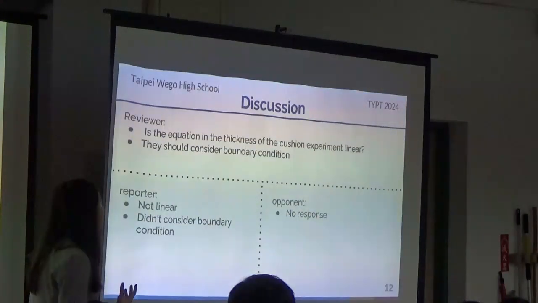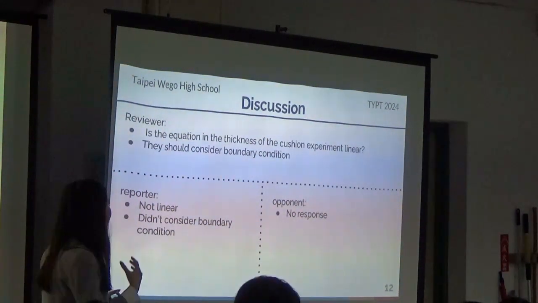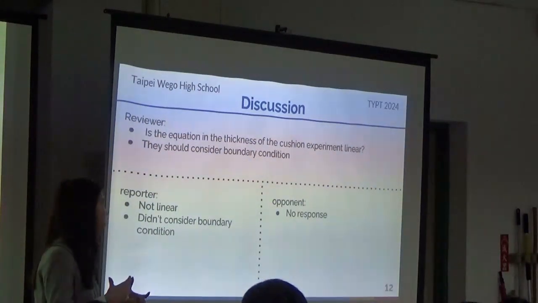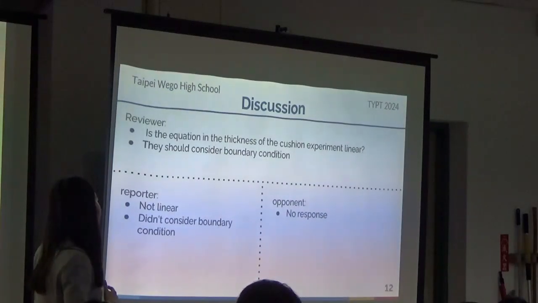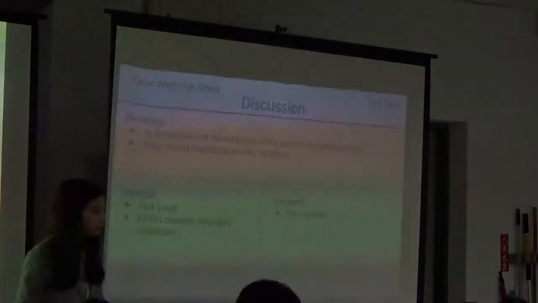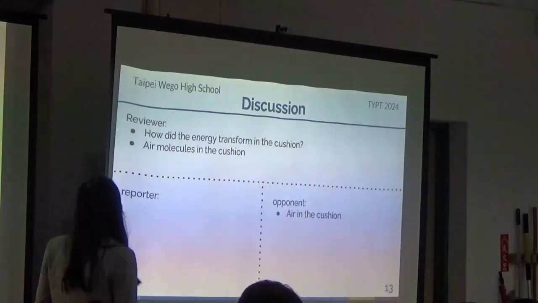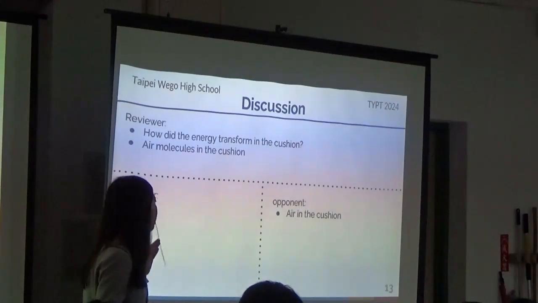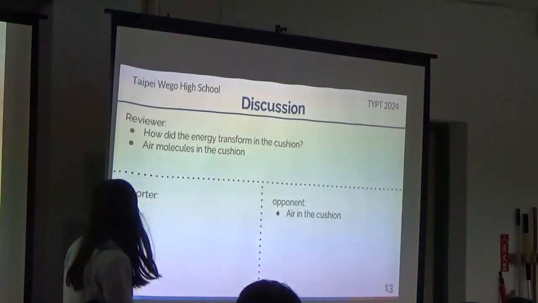And then we asked, is the equation of the thickness of the cushion linear? And we think that they should consider the boundary condition, because the reporter said that it is not linear and they didn't consider the boundary condition, while the opponent had no response to it. Then we asked, how did the energy transformation happen in the cushions? The reporter did not answer our question, and the opponent said that it is the air in the cushion. And we think it is also the air molecules in cushions.